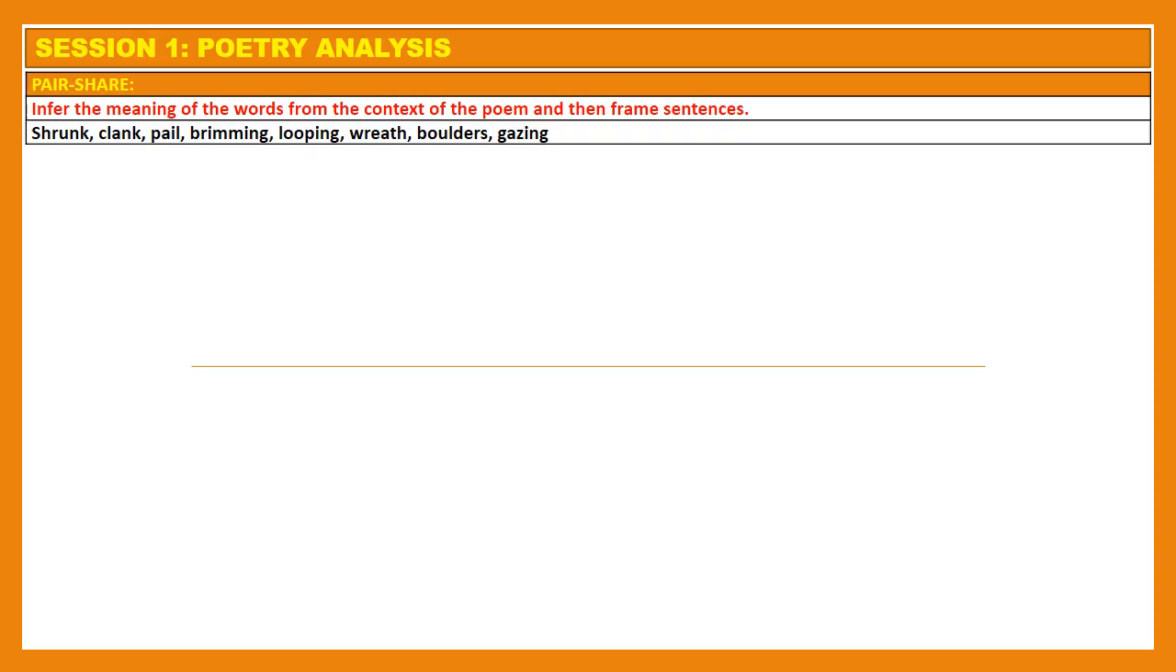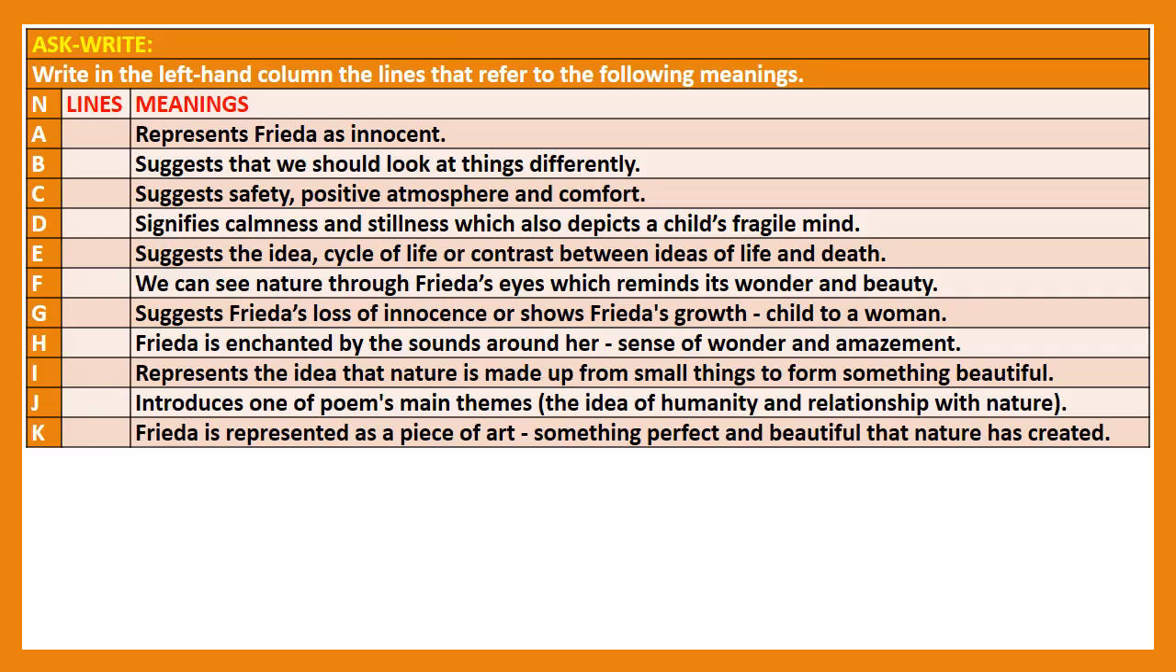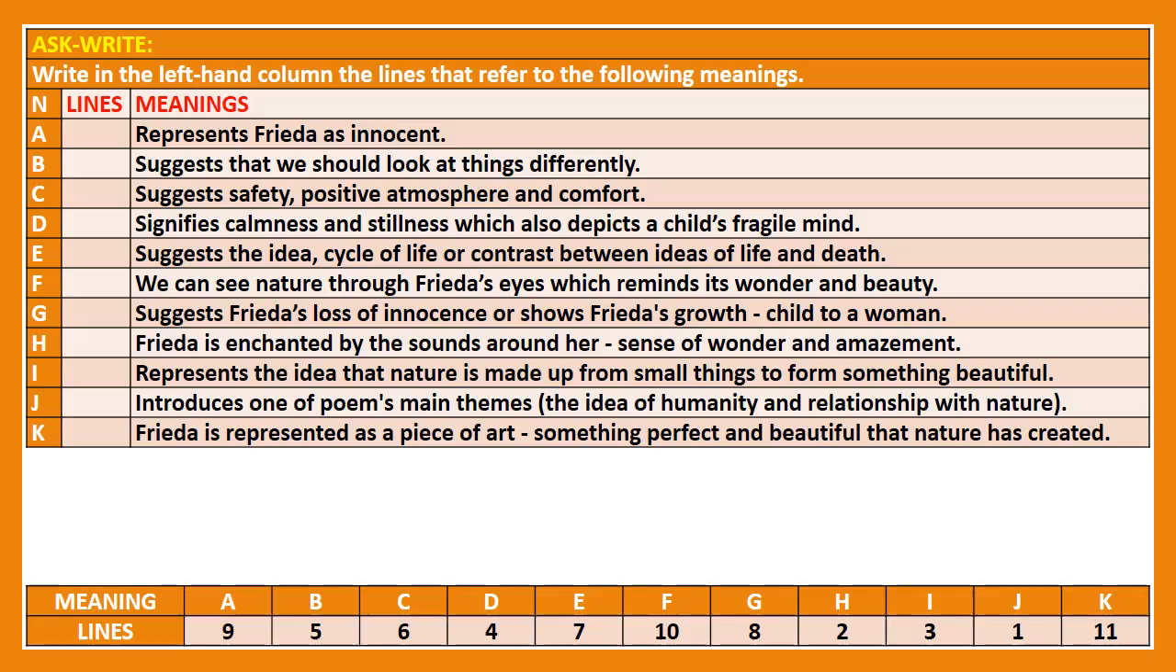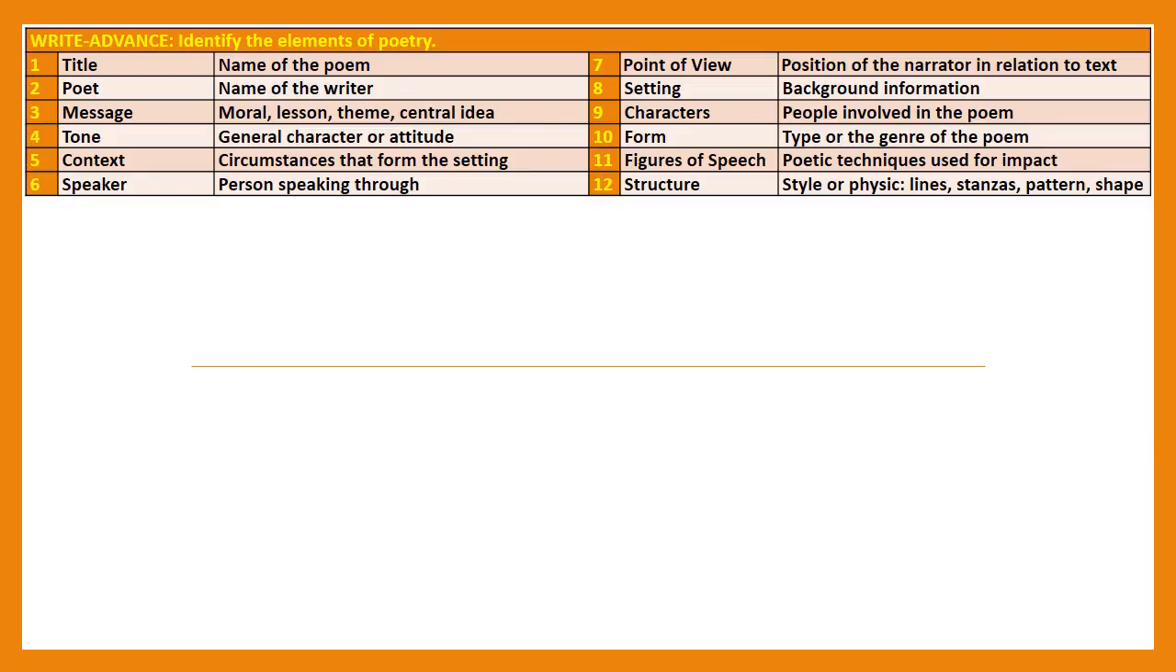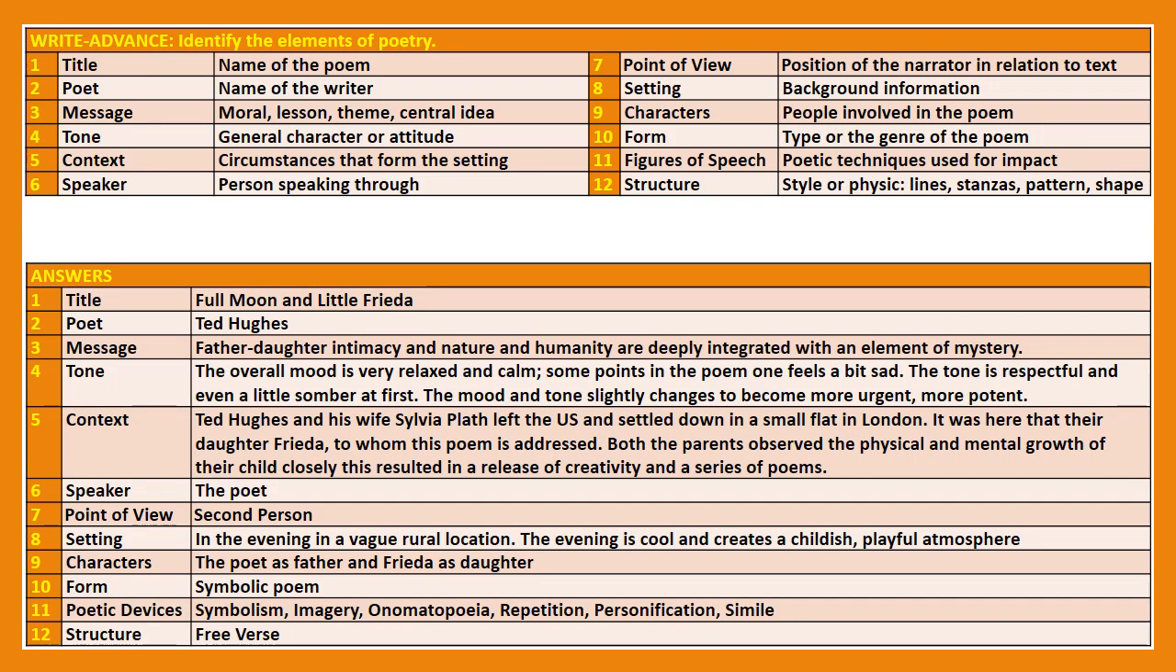Session 1 deals with poetry analysis. Infer the meaning of the words from the context of the poem and then frame sentences. Write in the left-hand column the lines that refer to each of the given meanings. Identify the elements of poetry like message, tone, context, speaker, point of view, setting, form, and structure.